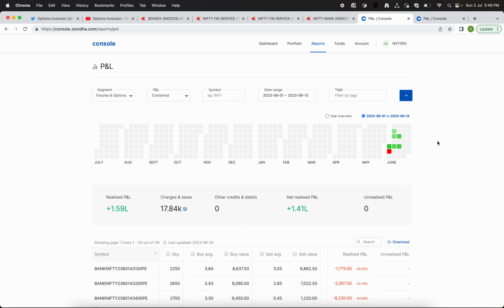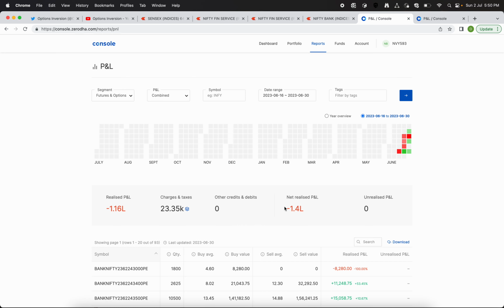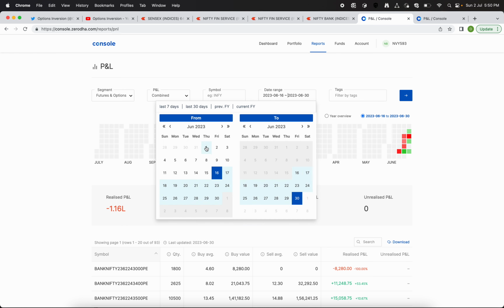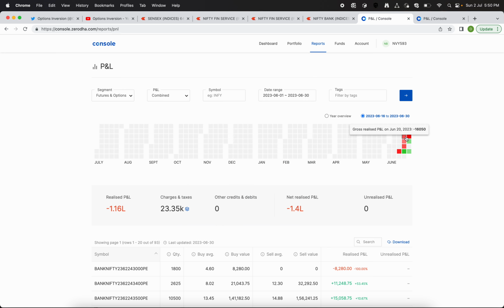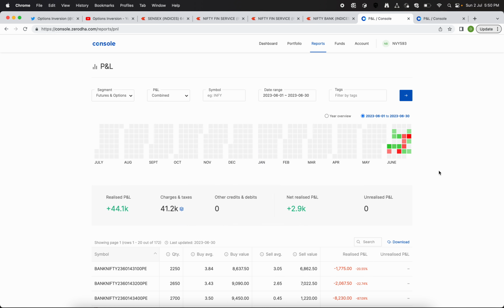You see here, because of greed only I lost whatever profit I had earned in the second half. If you see the second half, this one and all, this is exactly whatever I have earned, I have given back. It is minus 1.4 lakhs. See here, this is the damage actually. So that is the thing. And if you see the whole record, let me show you again from June 1st.